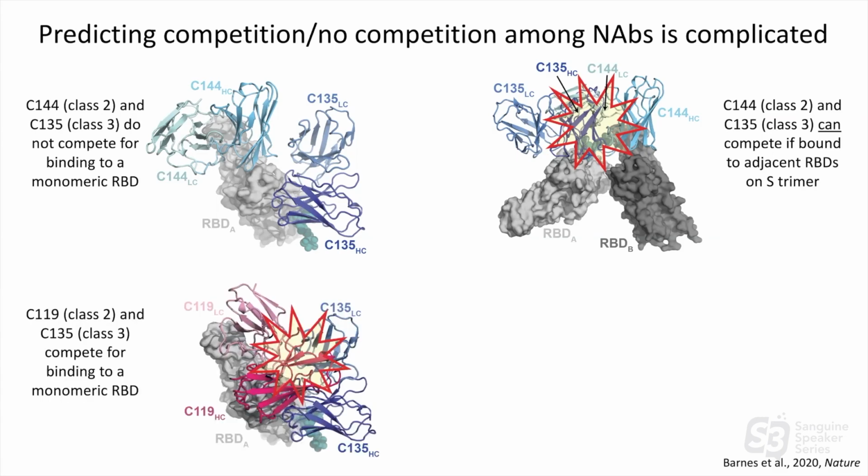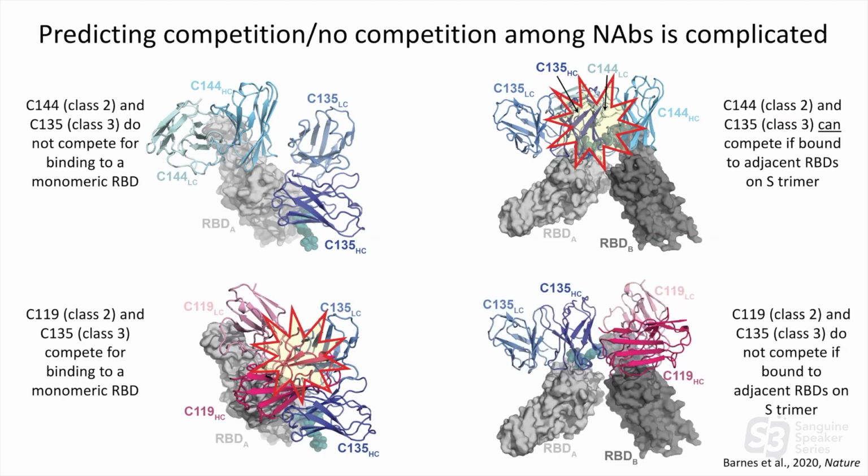Okay, here's an opposite example. If you look at a class 2 antibody C119 and a class 3 antibody C135, these appear to clash on an isolated RBD, but depending again on the way the RBDs are on the spike trimer, they don't necessarily clash. So I just wanted to point out that for choosing cocktails, it's a bit more complicated than just determining epitopes on isolated RBDs. You have to think about what's going on in the spike trimer. Okay, so with that, I'd like to close and take any questions you might have.